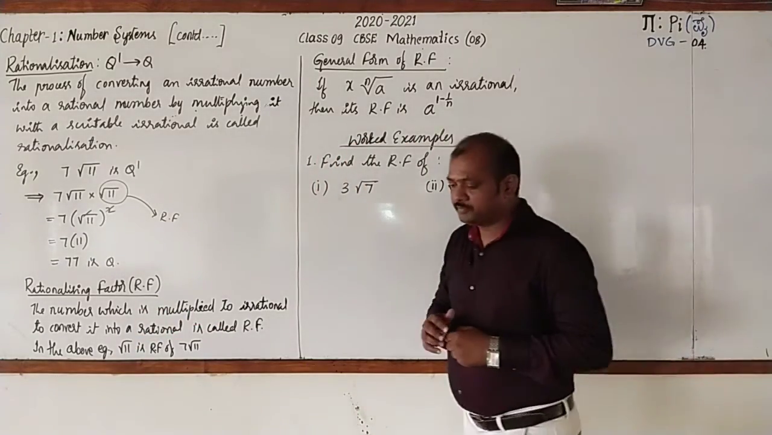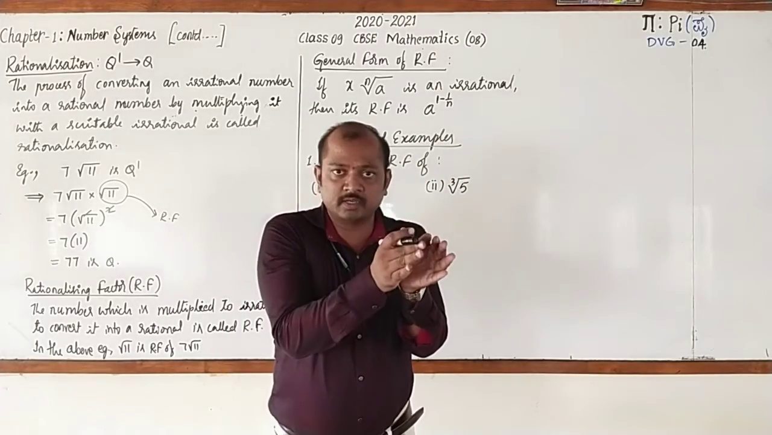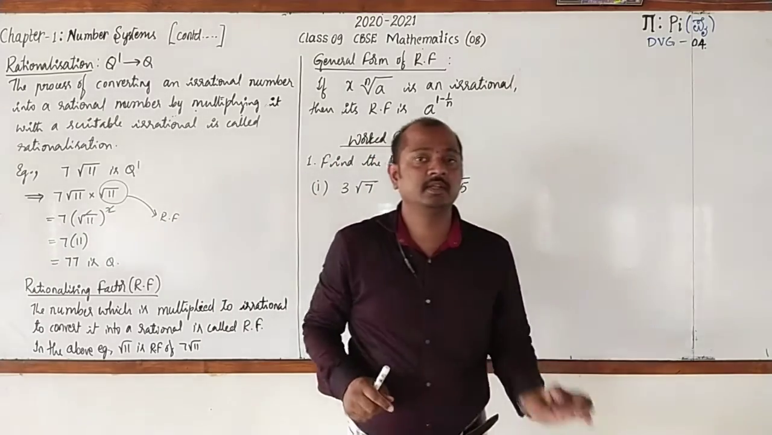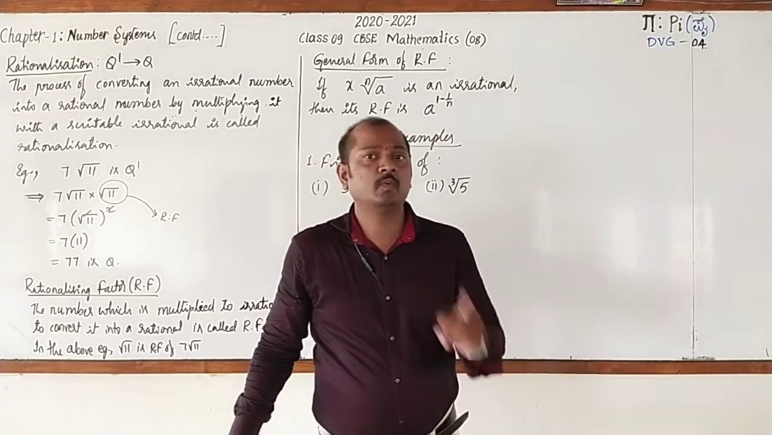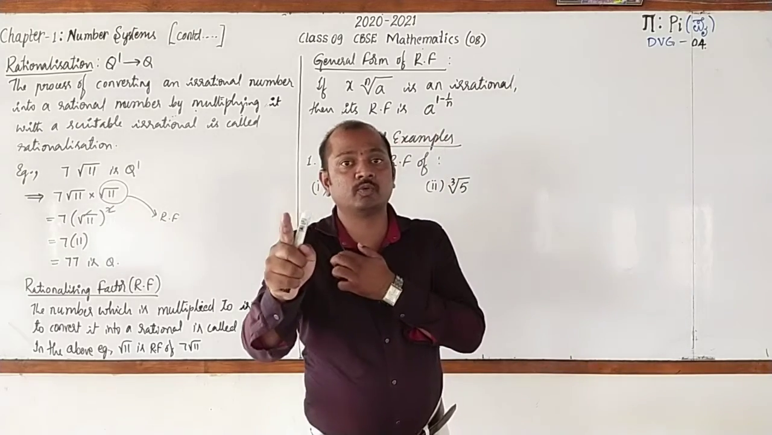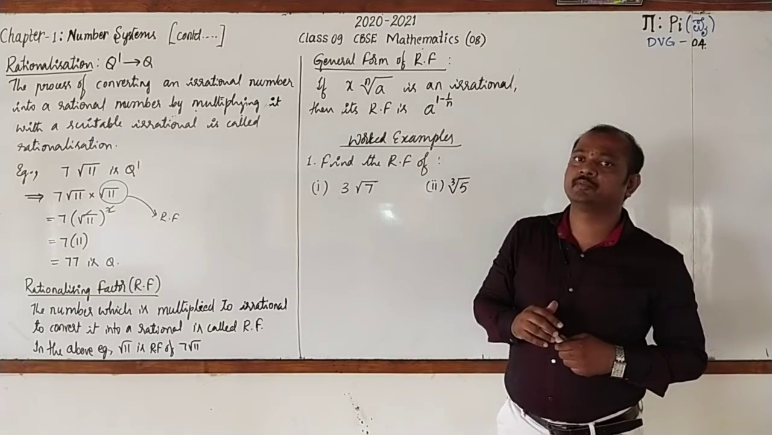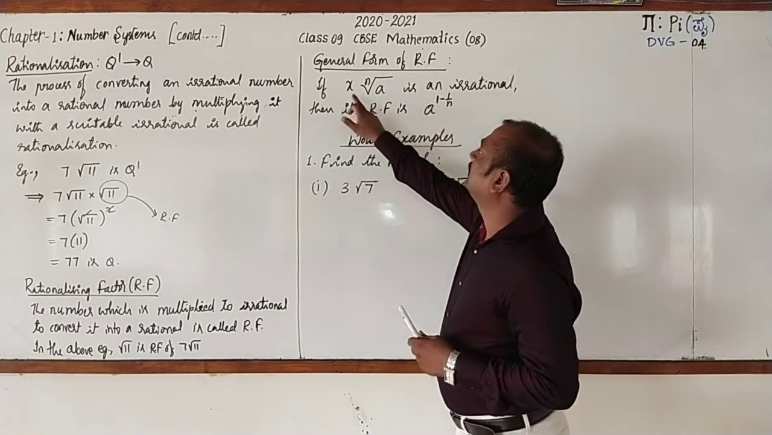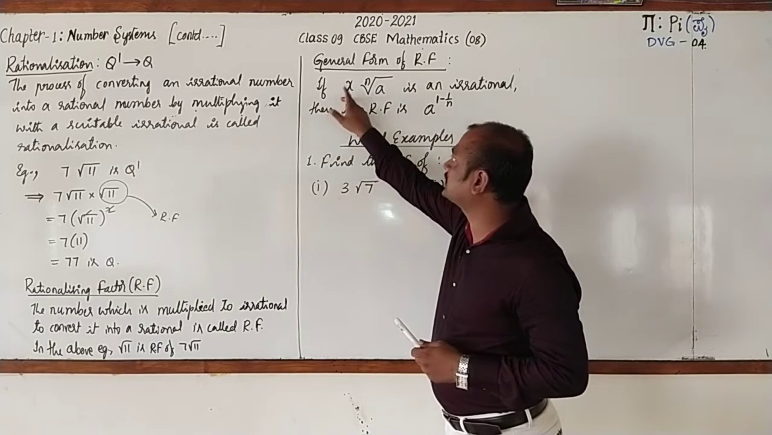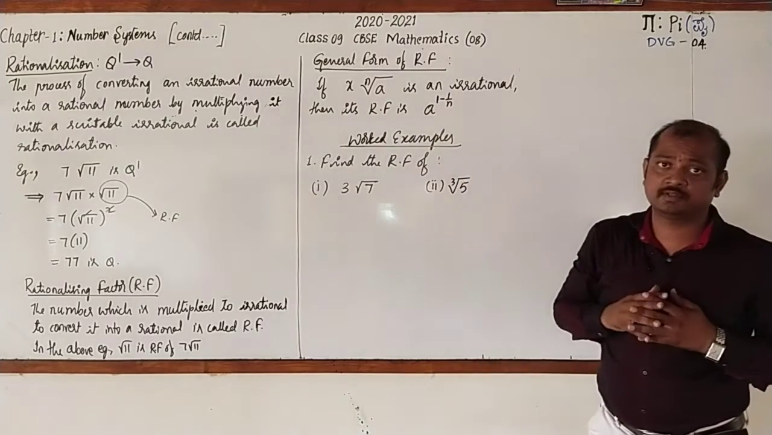Then yesterday we learned one important concept, that an irrational number is also to be considered with another name. What is that? It is surd. What is surd? Yes, the irrational root of a rational number is called a surd. What is its general form? General form is x into nth root of a, where x is coefficient, n is order, and a is radicand.